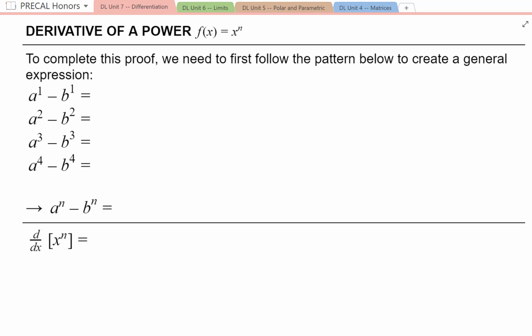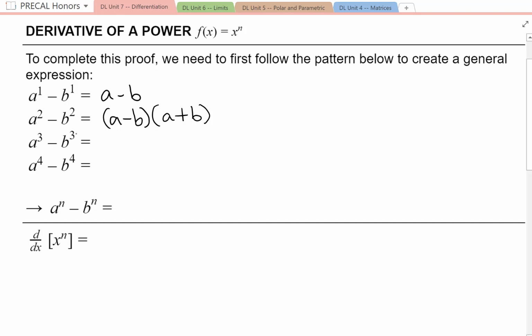In this video, we will derive a power function. To complete the proof, we need to first follow the pattern below to create a general form of the expression. A to the power of 1 minus b to the power of 1 is a minus b. A squared minus b squared can be factored as a minus b times a plus b.